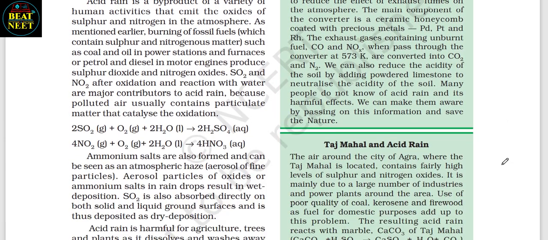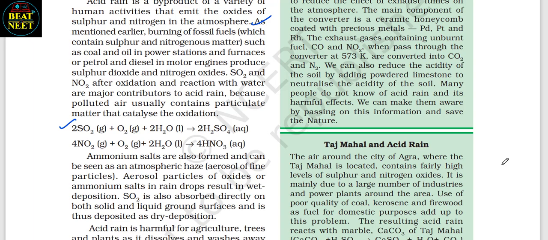Acid rain is a byproduct of a variety of human activities that emit the oxides of sulfur and nitrogen in the atmosphere. As mentioned earlier, burning of fossil fuels, which contain sulfur and nitrogenous matter, such as coal and oil in power stations and furnaces, or petrol and diesel in motor engines, produce sulfur dioxide and nitrogen oxides. SO2 and NO2, after oxidation and reaction with water, are major contributors to acid rain, because polluted air usually contains particulate matter that catalyzes the oxidation.